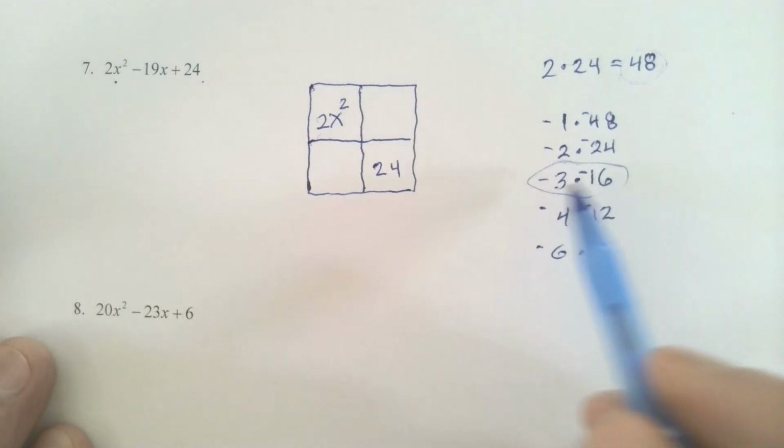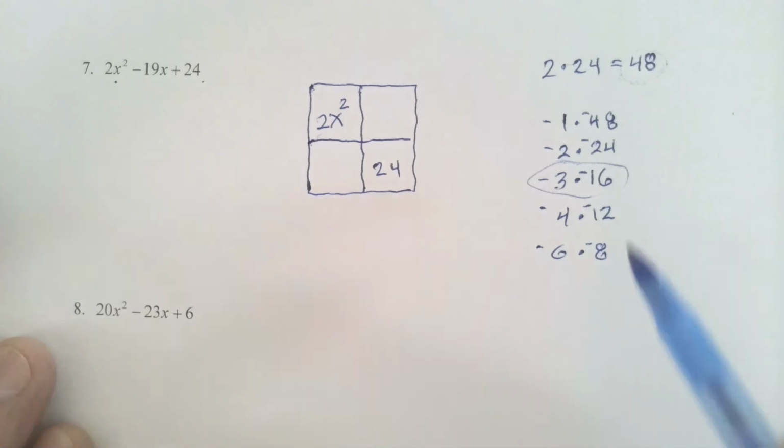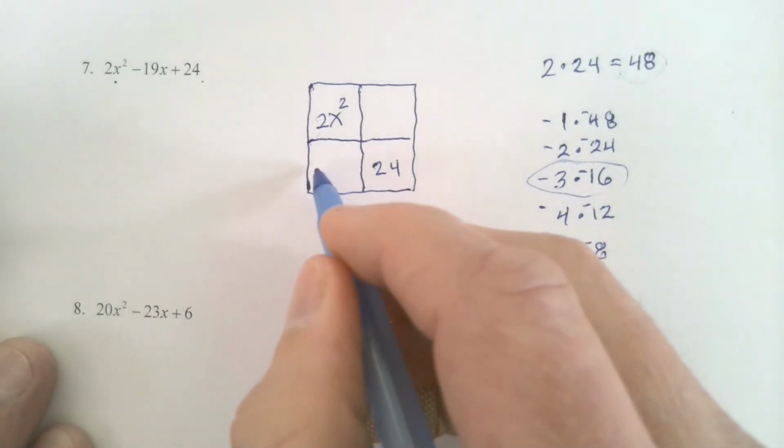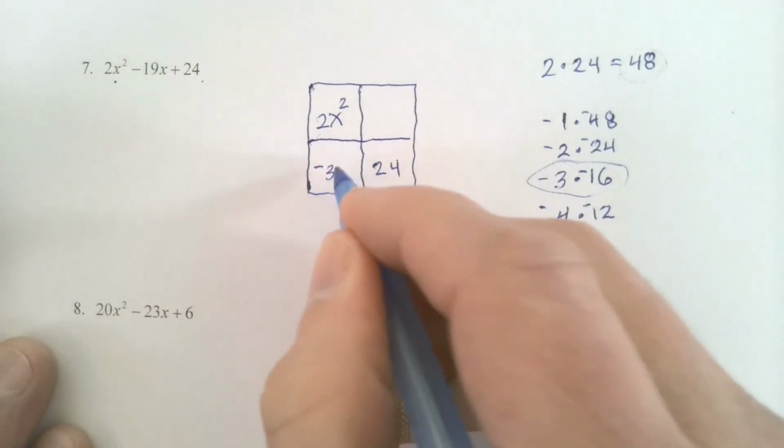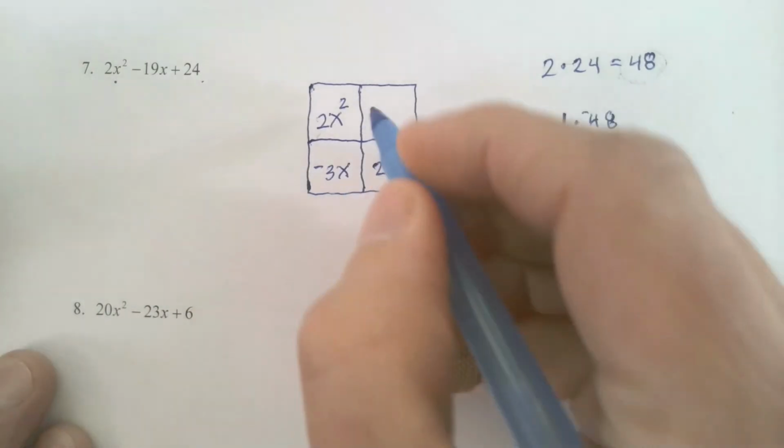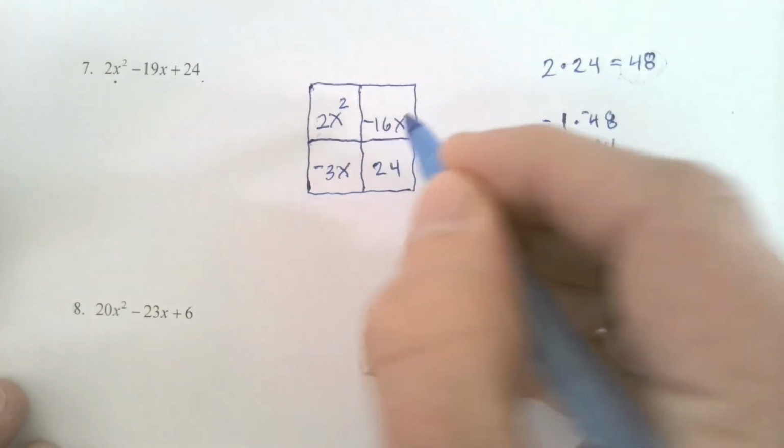Yes, negative 3 times negative 16 is 48, but negative 3 plus negative 16 is negative 19, and that's the reason I selected these. They go either here or here. If somebody does this in the other order, they're still going to get the answer I get. Negative 3x here, negative 16x here.